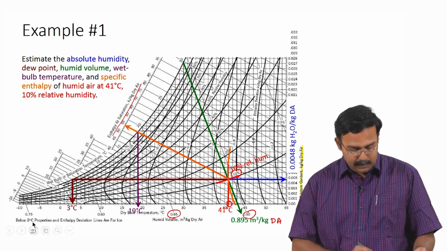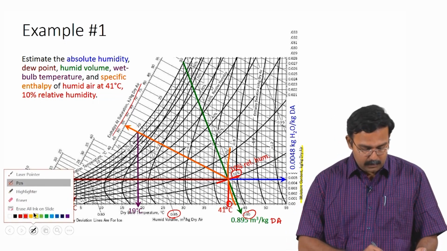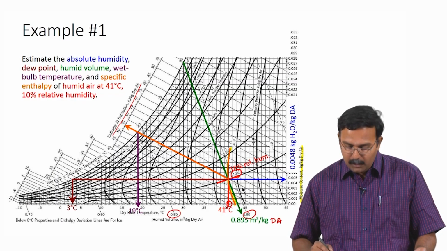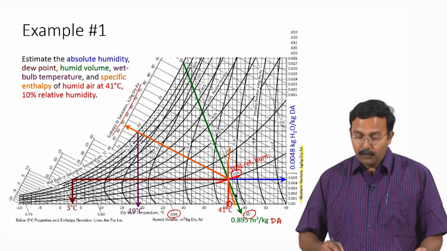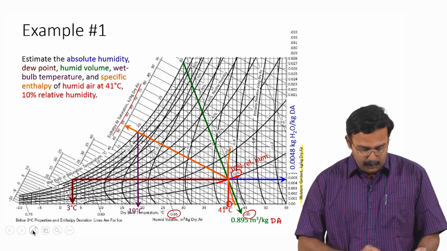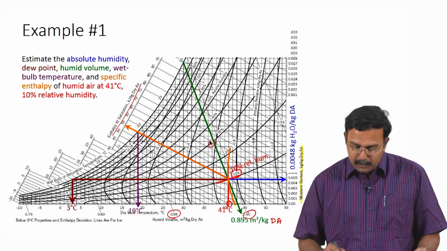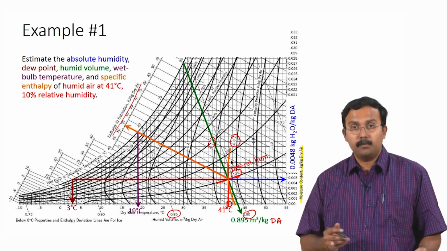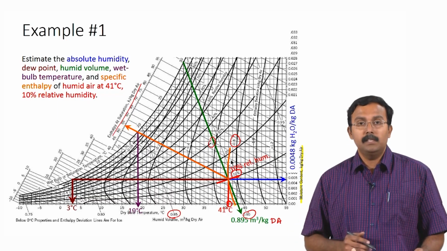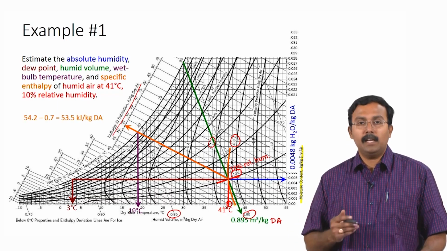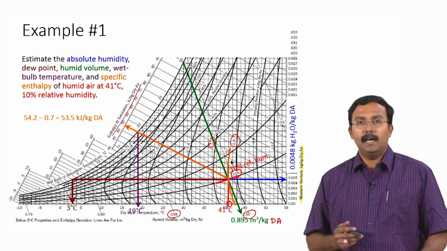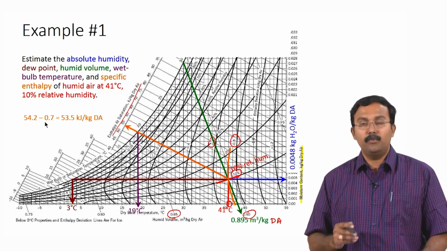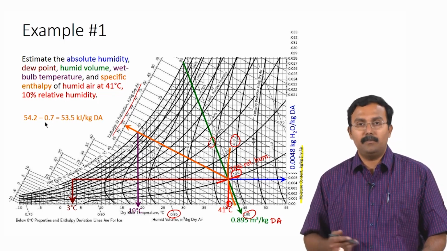We also need to account for the enthalpy deviation, which is drawn here. You see the curve in orange that has been drawn. That curve accounts for the enthalpy deviation. This falls between minus 0.6 and minus 0.8, so the value would be roughly minus 0.7. Using this we can calculate the actual specific enthalpy for humid air as 54.2 minus 0.7, giving us 54.5 kilojoules per kilogram of dry air.